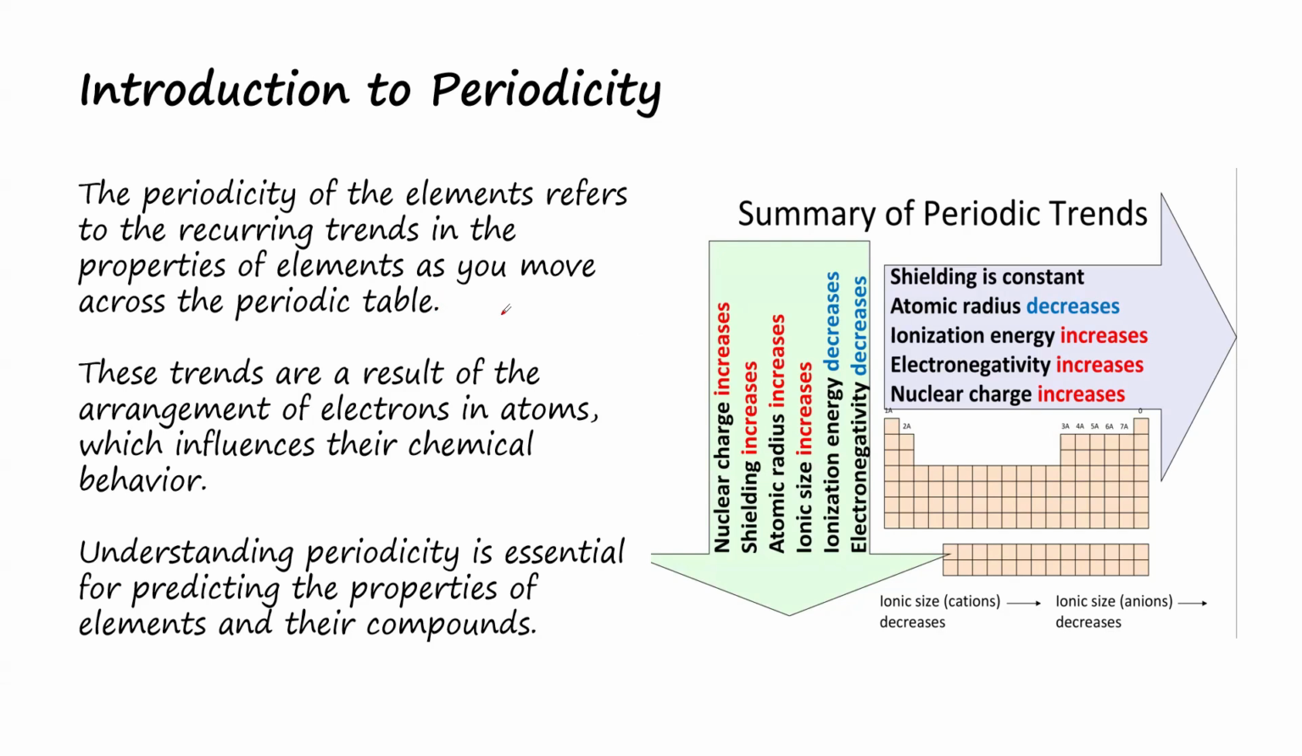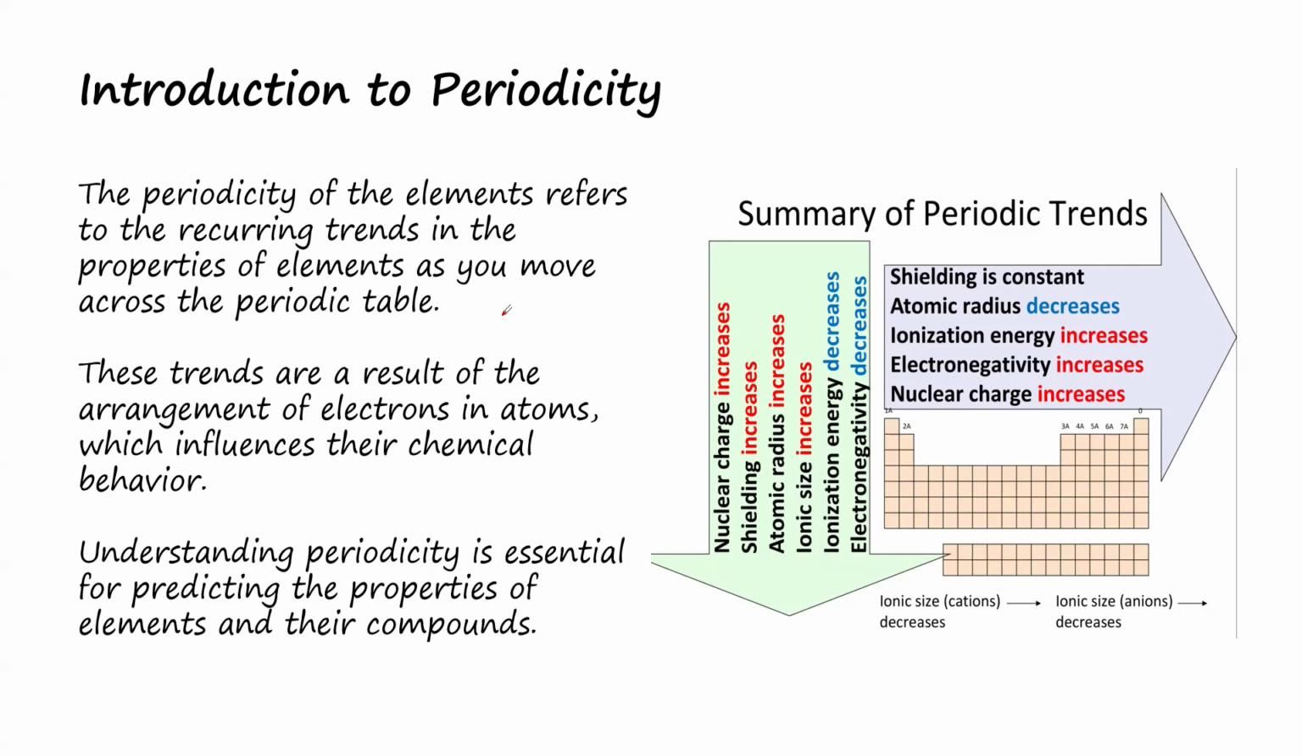Generally, we know that in the periodic table we have groups and periods. The group is the vertical arrangement of the elements, while the period is the horizontal arrangement of the elements. There are properties of the elements that change from top to bottom or from left to right. Those properties that change down the group or across the period are called periodic properties of the elements.